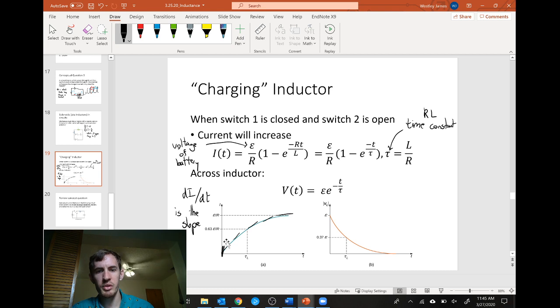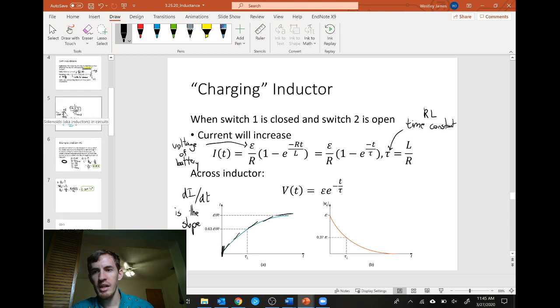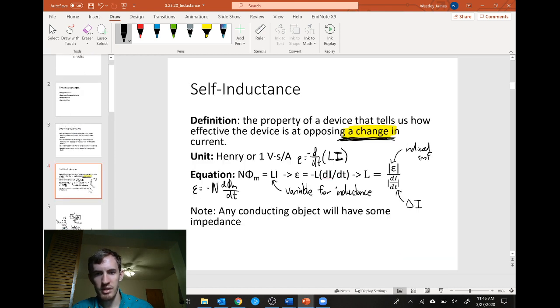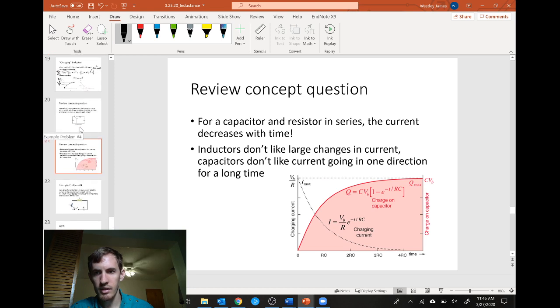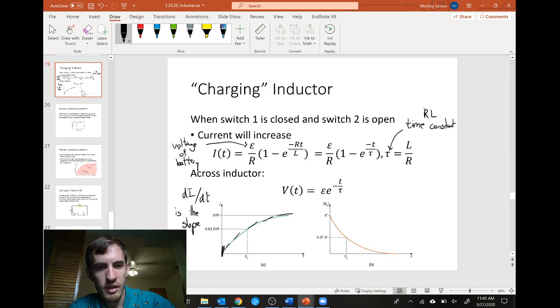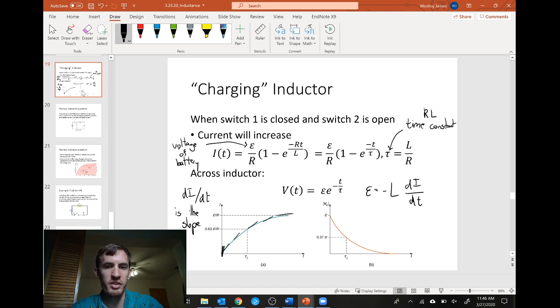So the current increases with time, but the voltage drop across it decreases with time, and that is actually because, and I'll write this down here, the voltage drop across an inductor equals the inductance times di/dt. So let me go ahead and write that in this slide here. EMF equals negative L di/dt. The derivation to get from current to this is you just take the derivative of this with respect to time, and you return epsilon times e to the negative t over tau.